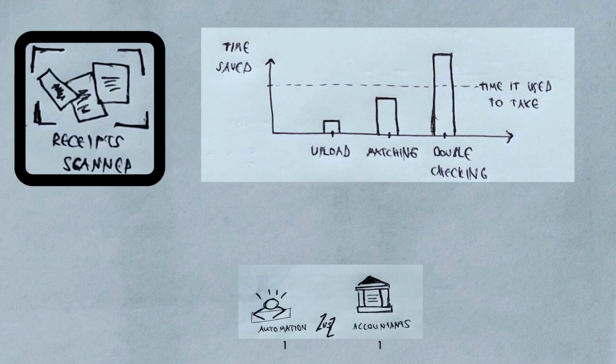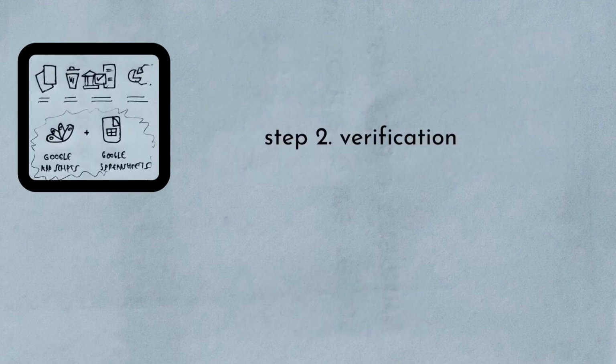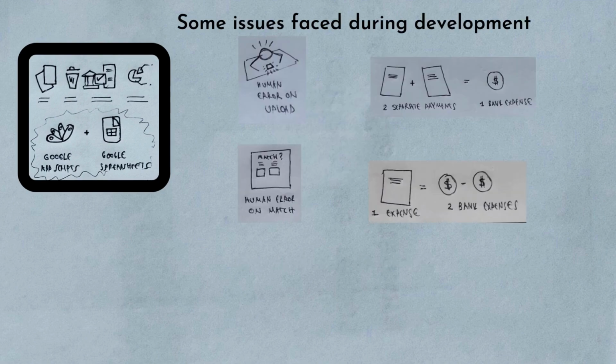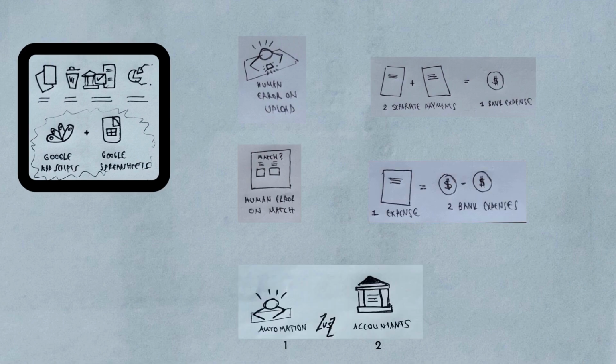Then when it came to the verification steps, so remember, detecting duplicates, detecting corresponding receipts, how do we verify this system? Well, if the accountants were able to match things but we couldn't, that's a bad bot. Otherwise, it's a good bot. Then there's human error on upload and matching, so the wrong information at the end of the day. But also, sometimes there were multiple payments for one expense, or sometimes multiple bank movements that corresponded to one expense.